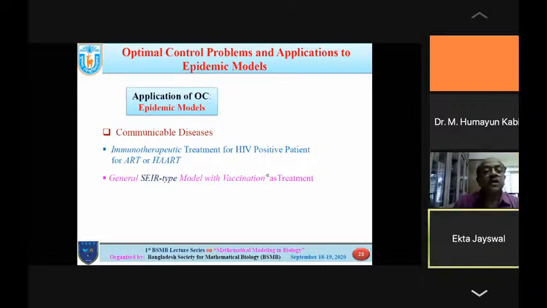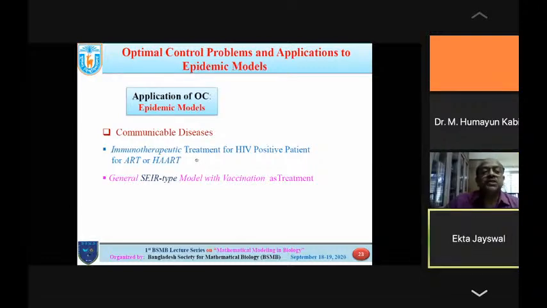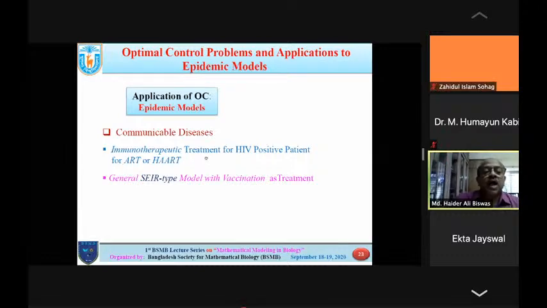So it is actually very important to know the immunotherapy, because HIV is still now the world's leading cause of mortality, number one mortality among the communicable diseases. And it is still a dream for the whole of humanity to have a vaccine, because without a vaccine we cannot consider an AIDS-free world till now, though a lot of achievements have been achieved. So I will discuss immunotherapeutic treatment using the optimal control technique.